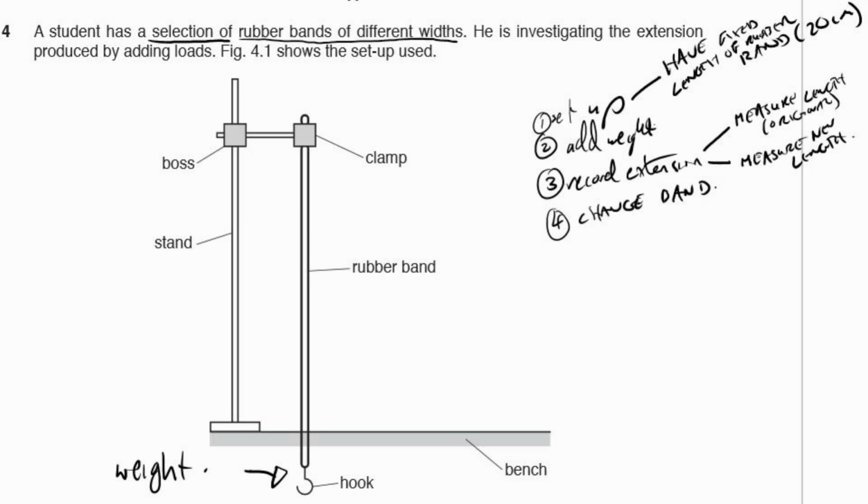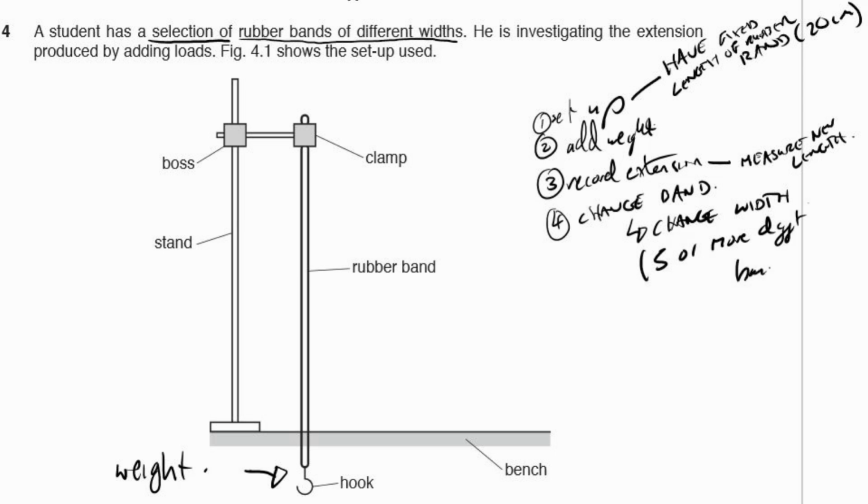Now the fact I'm setting up a fixed length of rubber band means that I don't need to measure the original length, I'd have to measure it as I'm putting it in. So I can take that second part out. And for changing the band, it's going to be changing the width. We're probably going to want to see 5 or more different bands of different widths. Now, as we're the ones setting up the experiment, let's just say 5 different bands, 5 different band thicknesses.